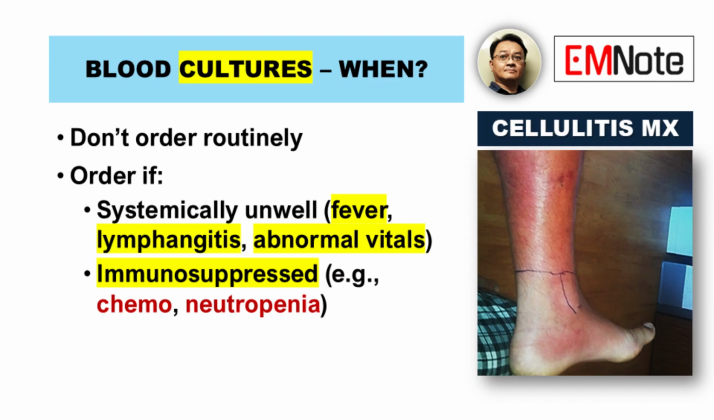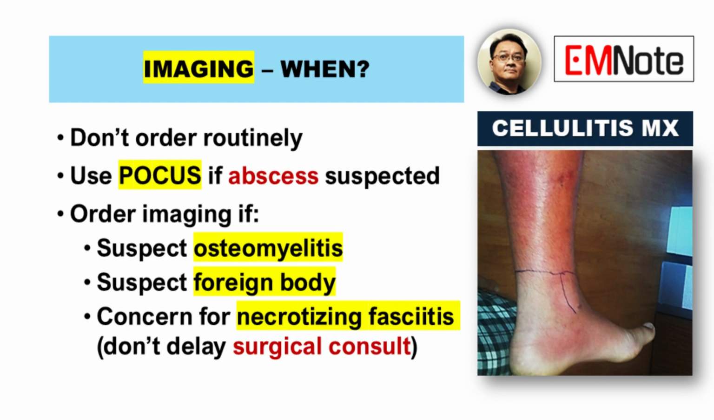These include patients who appear systemically unwell. For example, those presenting with fever, lymphangitis, persistent tachycardia, tachypnea, or hypotension. Blood cultures are also appropriate for immunosuppressed individuals, such as patients with active malignancy on anti-cancer therapy or those with known or suspected neutropenia.